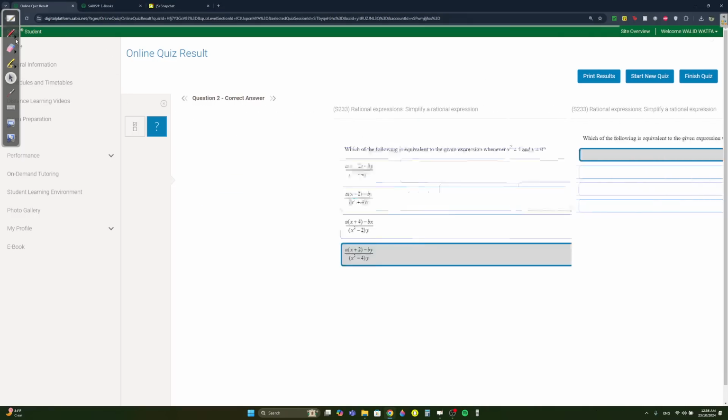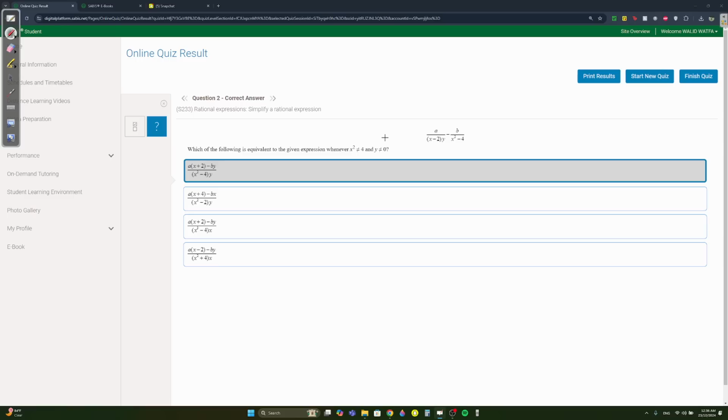Question 2. Which of the following is equivalent to this expression? Okay, here it's just adding and subtracting fractions. These are SAT questions because you need them for those who are doing the SAT. You know, to add or subtract, you need to have same denominator.